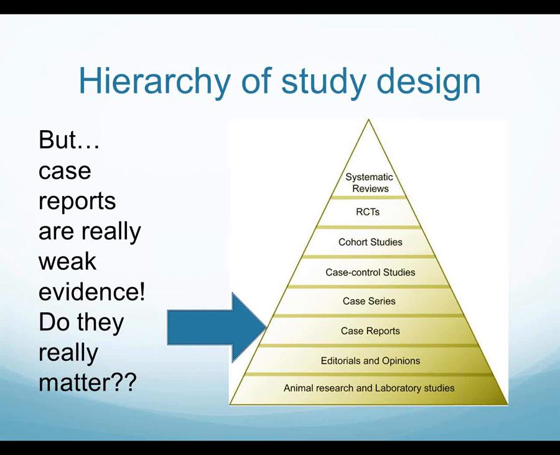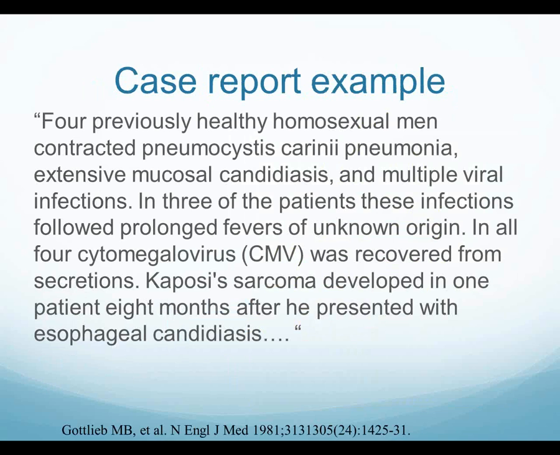So I want to go through just a very short abstract. Four previously healthy homosexual men contracted pneumocystis carinii pneumonia, extensive mucosal candidiasis, and multiple viral infections. In three of the patients, these infections followed prolonged fevers of unknown origin. In all four, CMV was recovered from secretions. Kaposi sarcoma developed in one patient eight months after he presented with esophageal candidiasis.